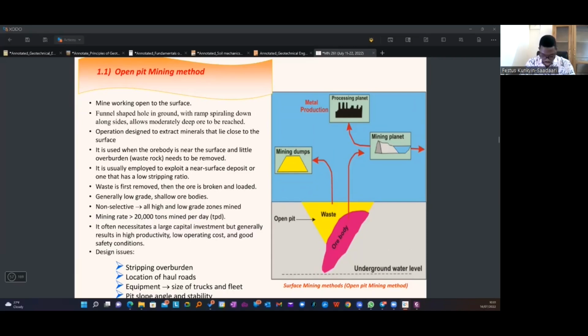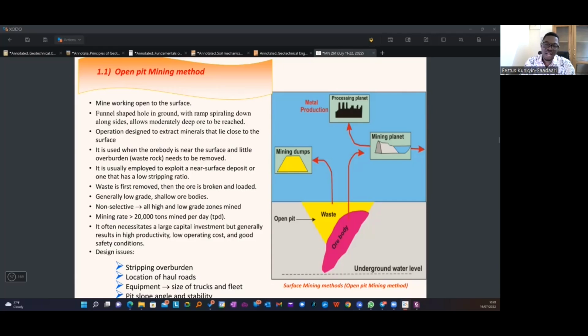The funnel-shaped hole in ground with ramps spiral down along the sides. So when we say spiral haul road, we are saying that it looks like a funnel. The open pit mine looks like a funnel that spins. So we then put our haul road spirally along the walls of the pit. And sometimes we can do it in a zigzag form.